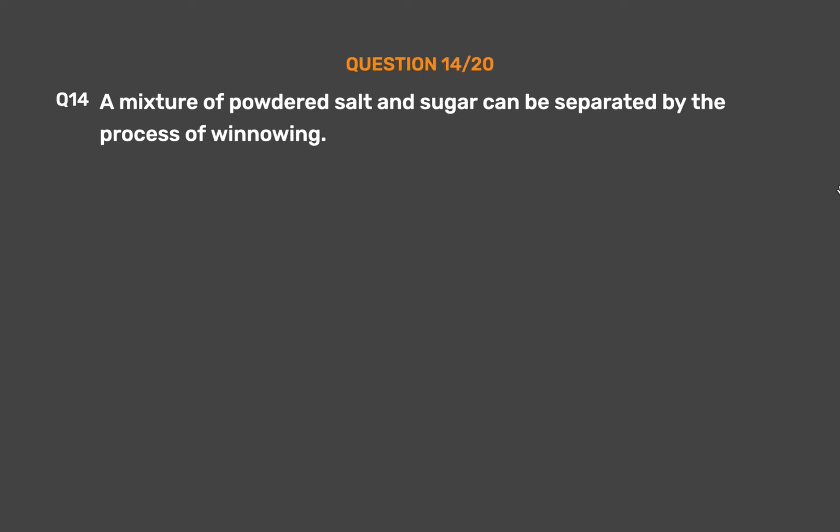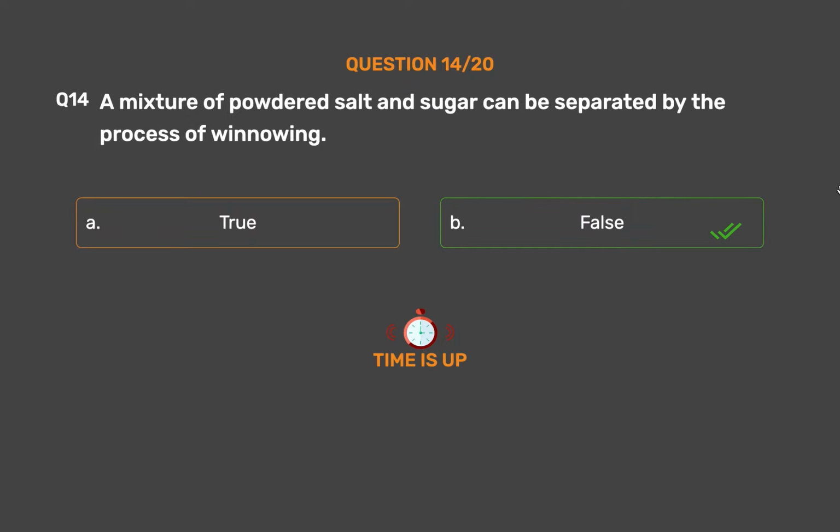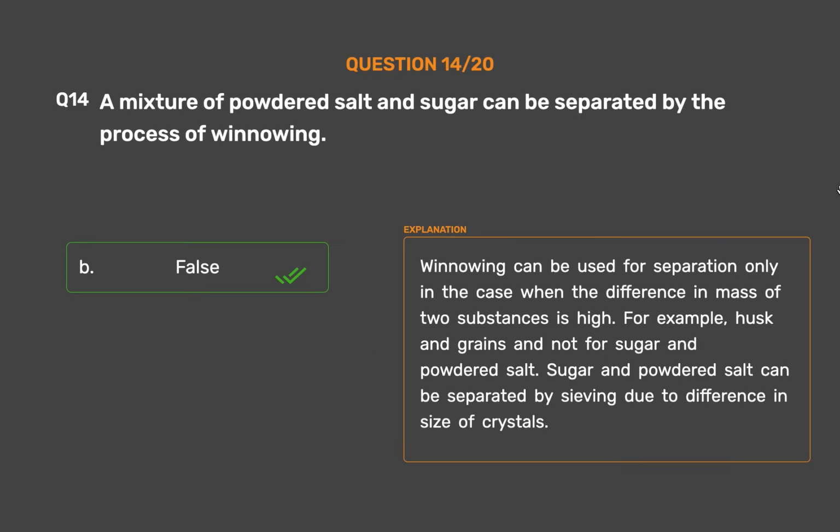Question number 14. A mixture of powdered salt and sugar can be separated by the process of winnowing. Option A. True. Option B. False. The correct answer is Option B. False. Winnowing can be used for separation only in the case when the difference in mass of two substances is high. For example, husk and grains, and not for sugar and powdered salt. Sugar and powdered salt can be separated by sieving due to difference in size of crystals.